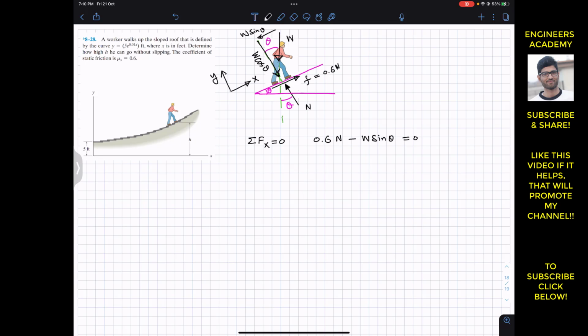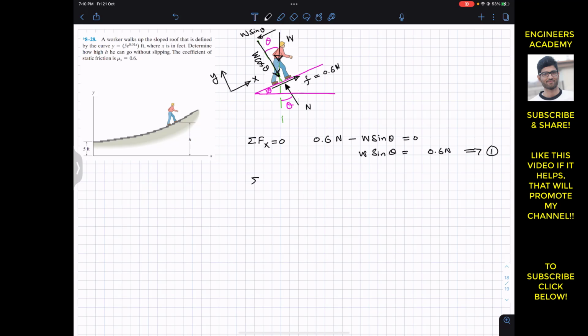From this we can say that minus W sine theta is equal to minus 0.6 N. The minus will cancel out, so we have W sine theta equals 0.6 N. Let's say this is equation 1.